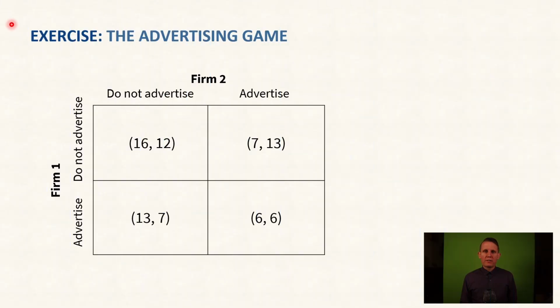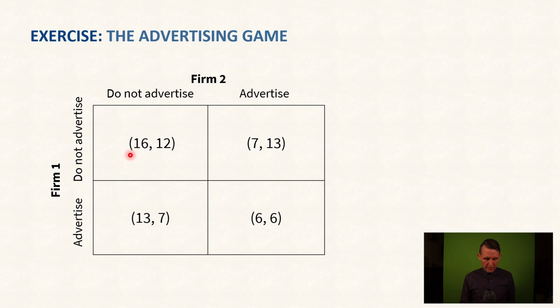Now let's do an exercise on a game called the advertising game. In the advertising game, we have two firms, firm 1 and firm 2, and they each have to decide whether they're going to advertise in order to generate new business for themselves, which will take business away from each other. They can either not advertise or they can advertise. The payoffs in this game aren't symmetric because the two firms are different sizes and therefore they get different advantages for choosing to advertise.